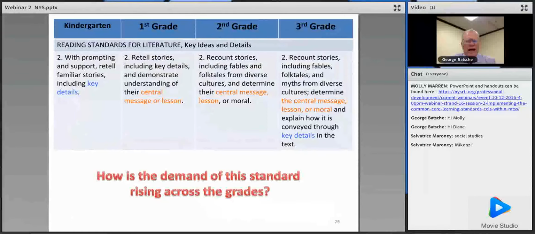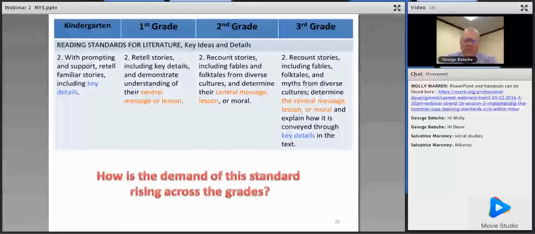So let's take a look at standards, such as the Common Core Learning Standards. I want you to look at the kindergarten one on the far left. This is a reading comprehension for literature standard. You'll see with prompting and support, retell familiar stories, including key details.